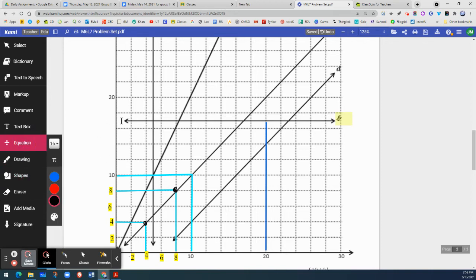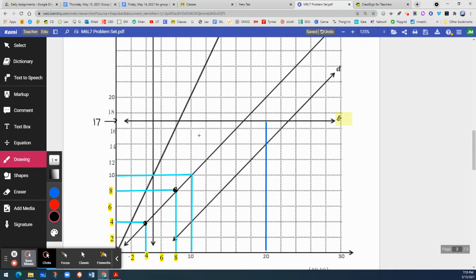So again, these numbers are increasing by 2, right? So this will be 12. This line will be 14. This line will be 16, and this line will be 18, and of course we have 20 after that, right? Now, if you think about this, what is between 16 and 18 right here? It will be 17 because it's between 16 and 18.